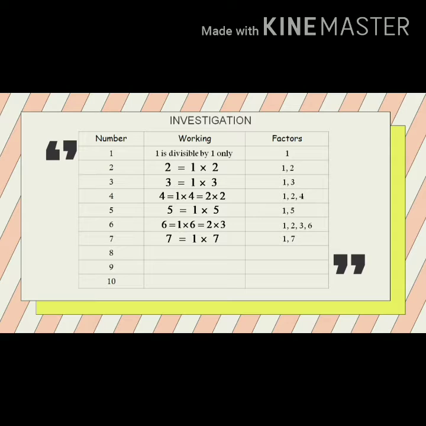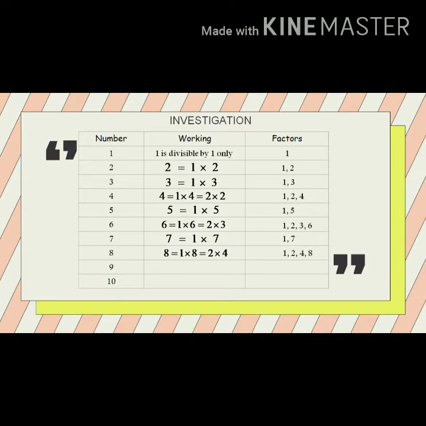Next, 8. 8 made from 1 times 8 and also 2 times 4. Okay, 1 times 8 equals 8. 2 times 4 equals 8 also. So the factors of 8 are 1, 2, 4, and 8.